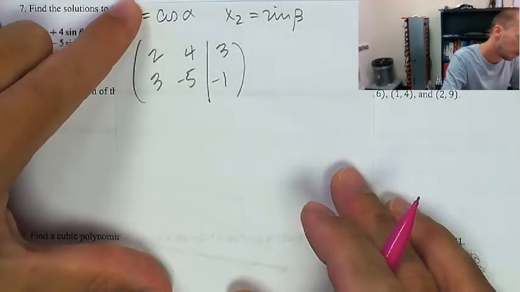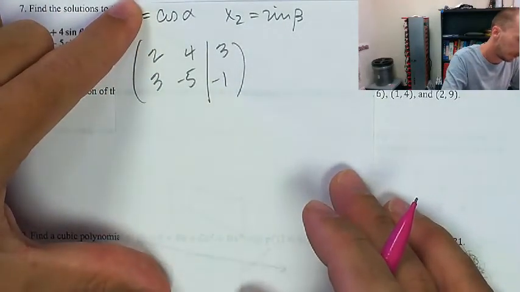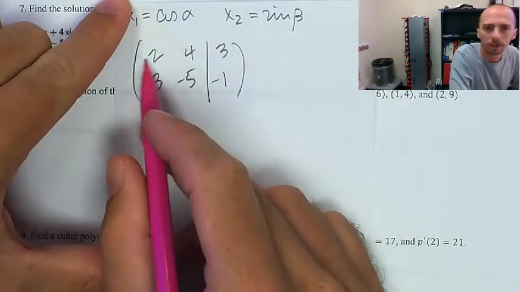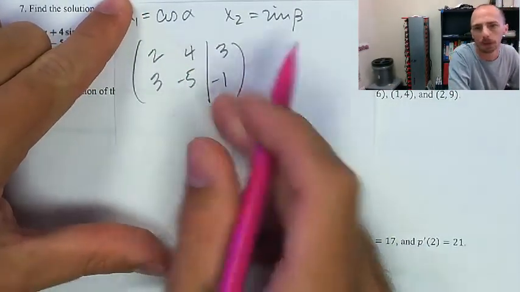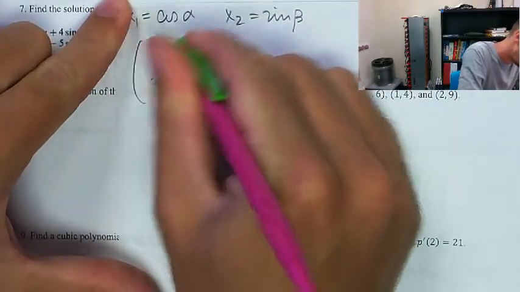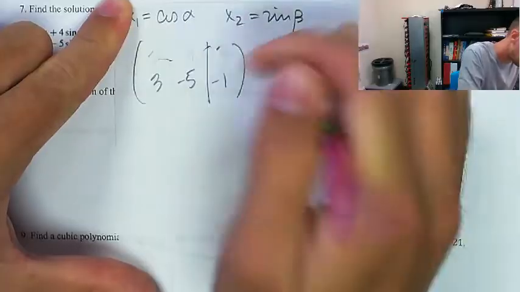And I'm going to have, let's see. Oh man, either way, this is going to be kind of annoying. I think I'm going to start by dividing this by 2, because then the worst thing I have is 1.5, and I can live with that. So I'm going to divide it. I'll have 1, 2, 1.5.